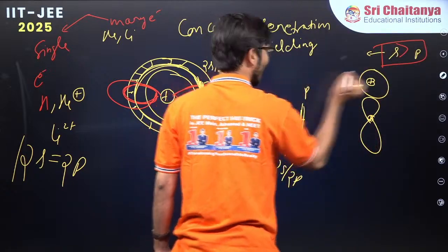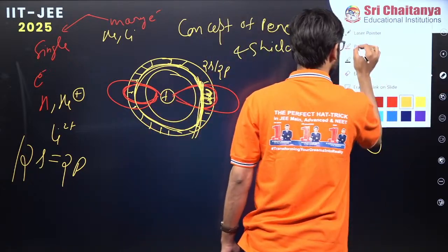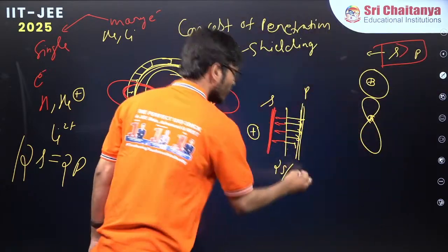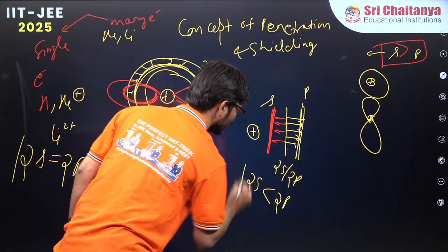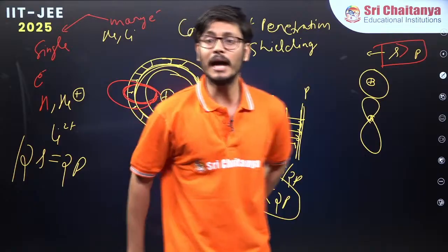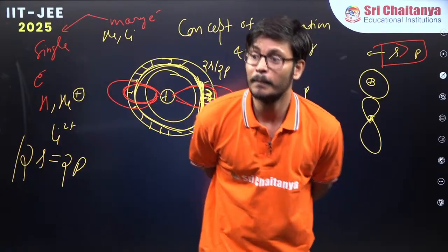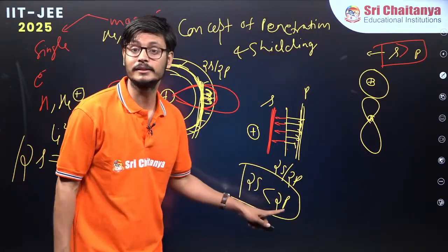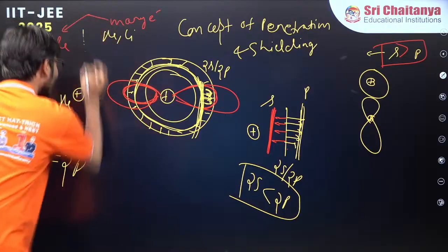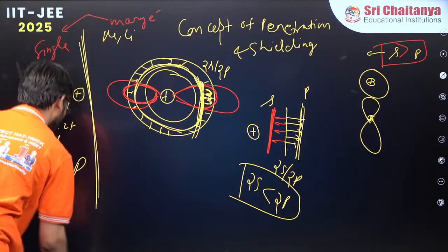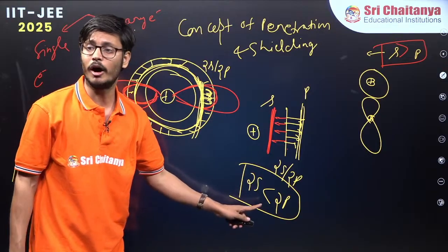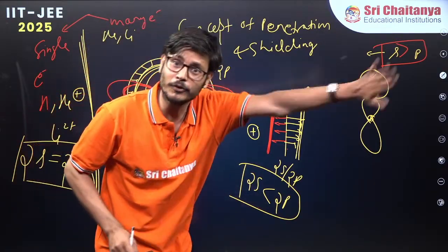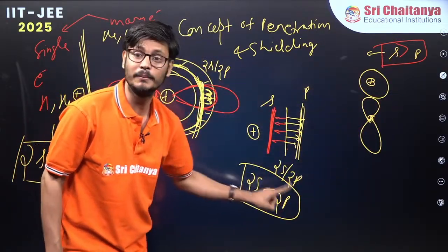Now what happened? Now the energy of 2p, because it is away from the nucleus, is more than 2s. Initially, in a single electron system, the energy of 2s and 2p is the same. But in case of multi-electron, the p orbital has gone away from the nucleus, therefore its energy will be more.